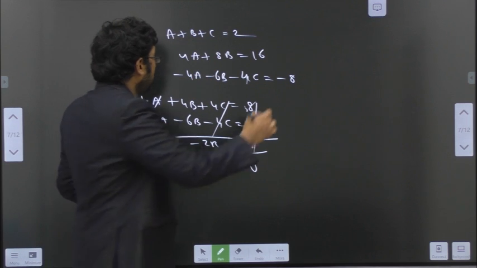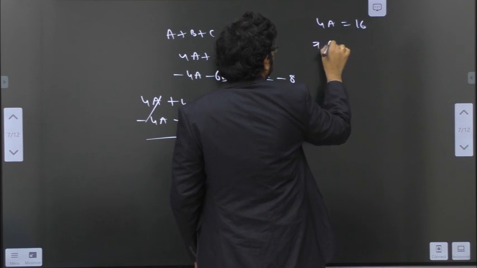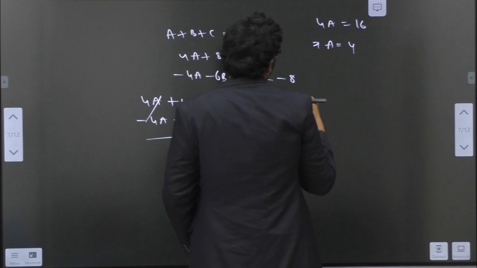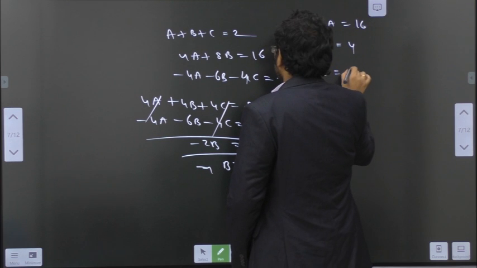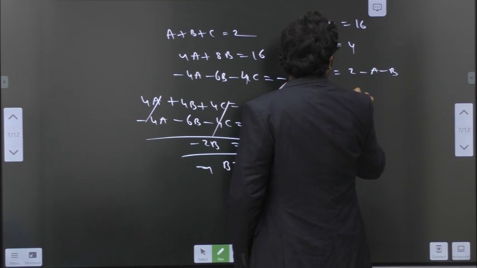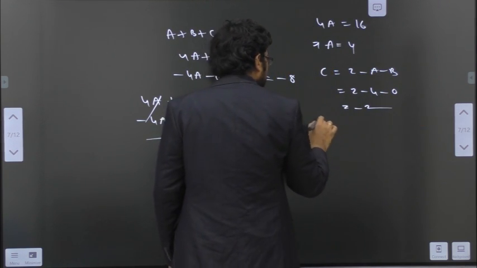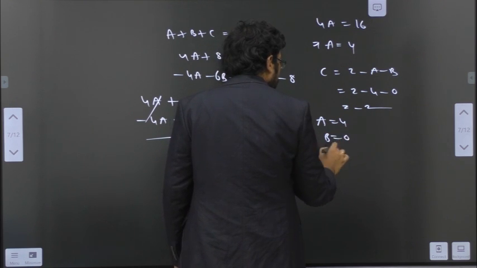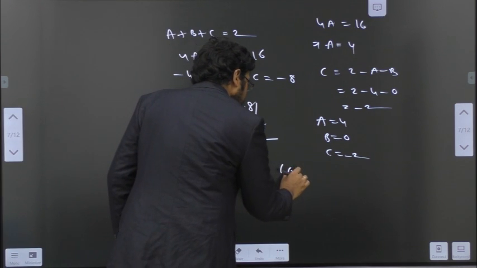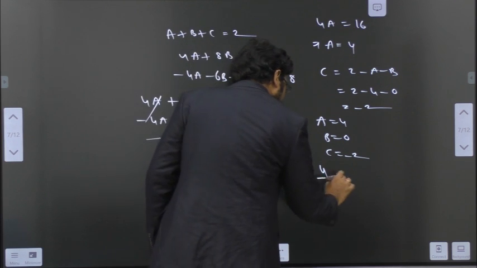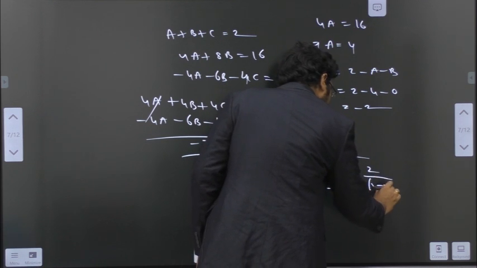So if b is 0, then 4a equals 16. That implies a equals 16 by 4, so a equals 4, b equals 0. Substitute the a, b values here. Then c equals 2 minus a minus b, so 2 minus 4 minus 0, that is minus 2. So after solving we got a equal to 4, b equal to 0, c equal to minus 2. So substituting here, g of x equals 4 by 1 minus 4x minus 2 by 1 minus 2x whole square.